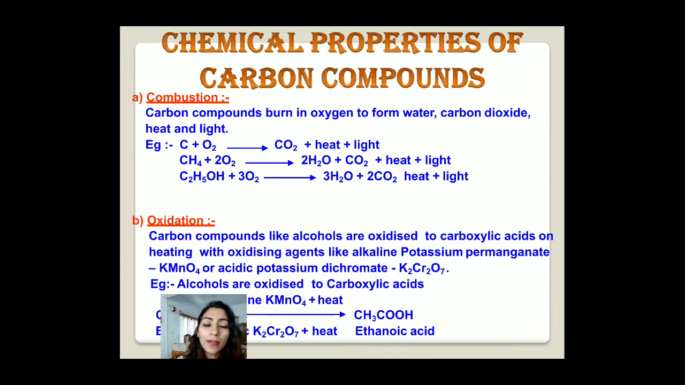We can have some examples. First, combustion means when carbon reacts with oxygen, it gives carbon dioxide. Methane, the first saturated hydrocarbon, reacts with oxygen and gives two molecules of water, carbon dioxide, heat and light. Another example, when we do the oxidation of methyl alcohol, we get water, carbon dioxide, heat and light. As an example of saturated and unsaturated compounds, whenever we burn camphor, we get lots of fumes because that is an unsaturated compound.